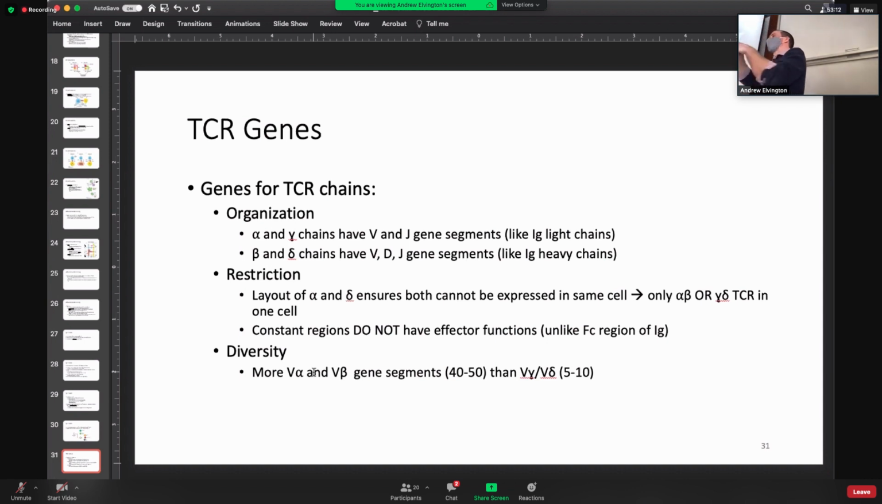And then if you start to go through the math, it's not exponential. There's some word for it. You use the sigma value. But you get lots more diversity than the number of segments you have for the variable regions for the delta and gamma, which only have 5 to 10 different pieces. So you can only rearrange those in so many ways.